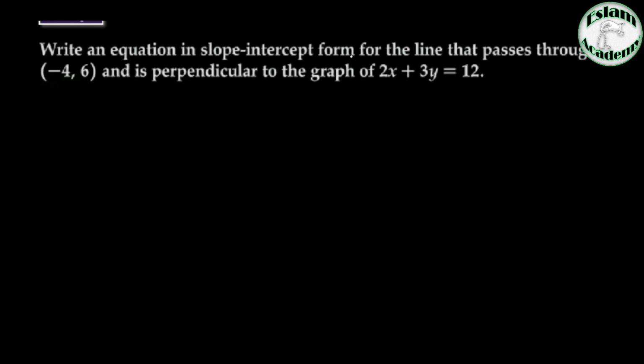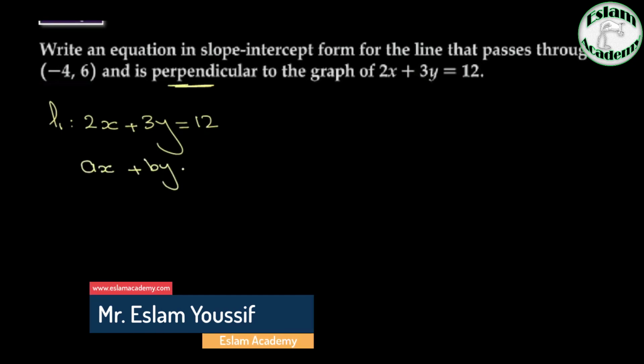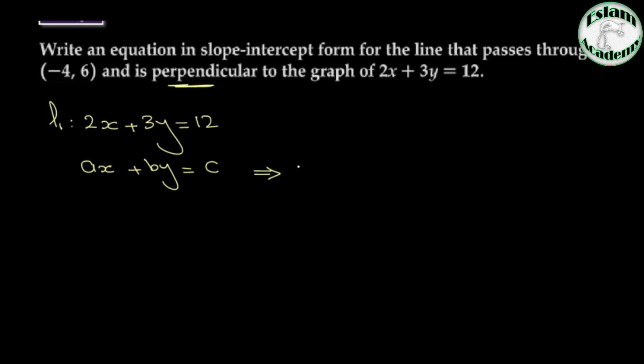Write an equation in slope-intercept form for the line passing through the point negative 4, 6 and perpendicular to the graph of the line 2x plus 3y equals 12. As we said before, to write the equation we need to find the slope. The first line has the equation 2x plus 3y equals 12. This line is written in the form ax plus by equals c. We said before this equation is called standard form.